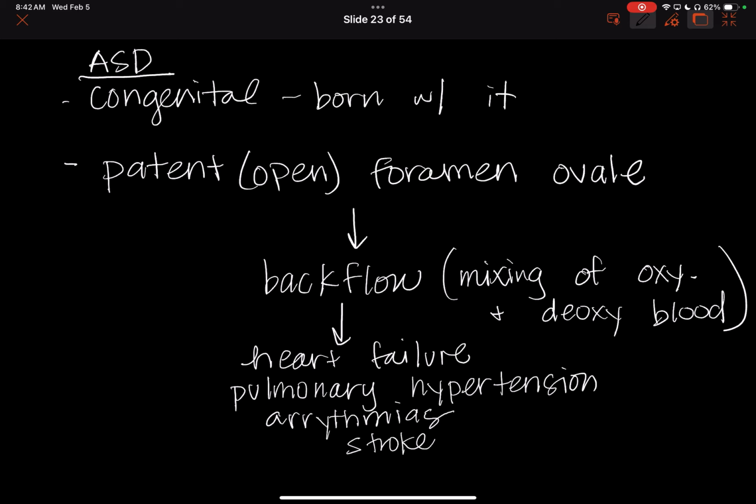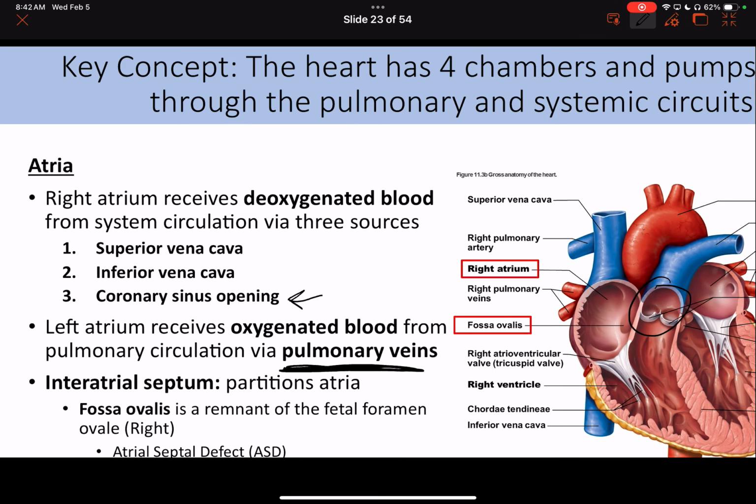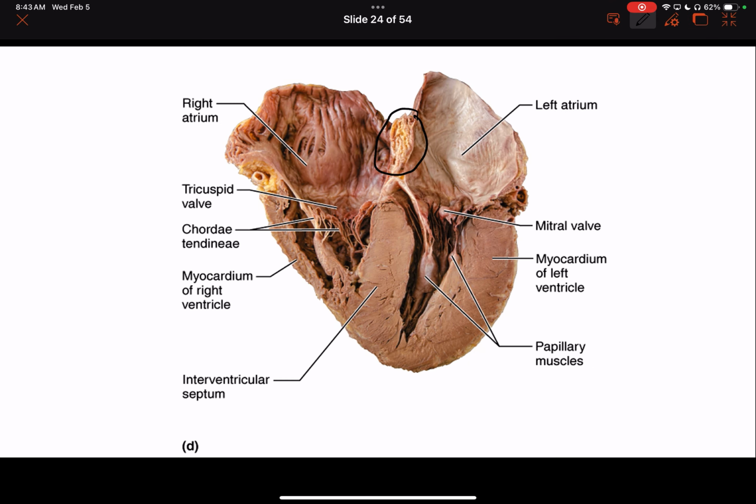So questions about a patent foramen ovale or atrial septal defect? And again, this is just one type of atrial septal defect. Okay, anybody still need these notes up? Again, that's just showing you that interatrial septum.